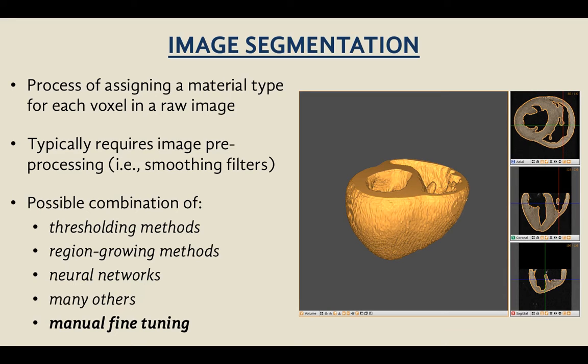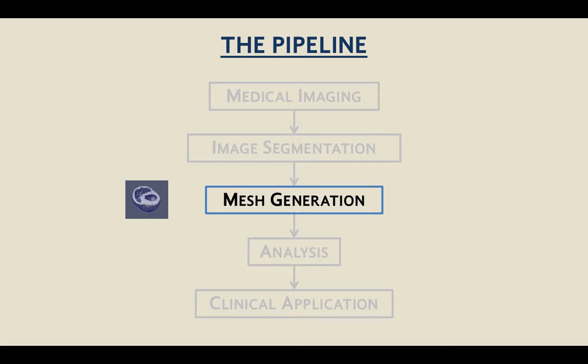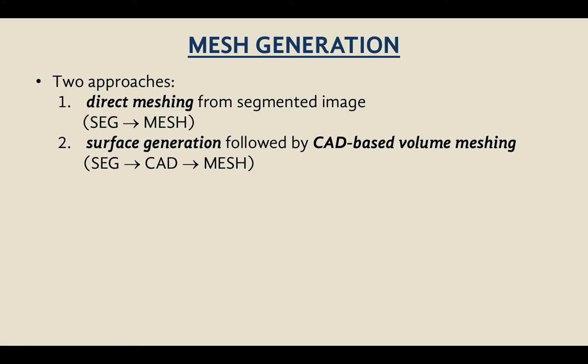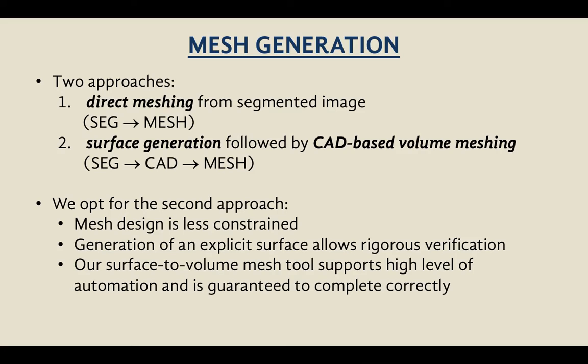But for now, let's say we have a segmented image through manual and automatic processes, and we want to produce a valid mesh. So there are really two main approaches we can take with this. Direct meshing: we have a segmented image, which is essentially volume data, so it makes sense to go directly to a volume mesh. The other approach would be to first generate a surface from the segmented image and then use a CAD-based volume meshing technique. We're actually going to opt for the second approach.